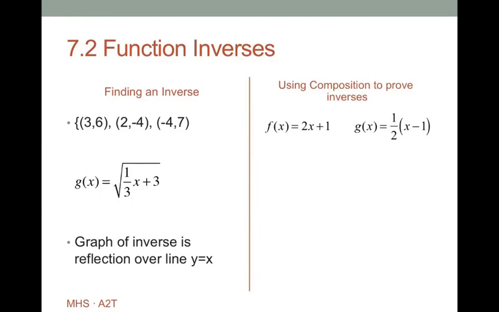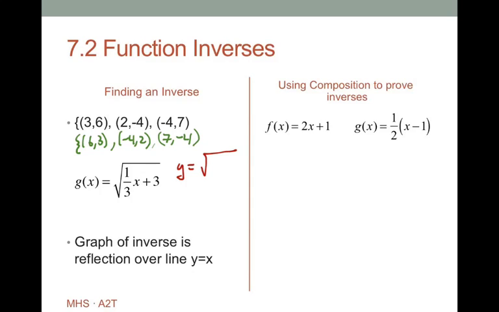7.2 is functions and their inverses. So in the first case, finding an inverse, if you have a set of ordered pairs, all you have to do is basically switch the domain and the range values. So switch the x, switch the y, and you'll get 6, 3 in the first one, -4, 2 in the second, and 7, -4 in the third. So that one's pretty straightforward. You're just switching the x and y values when you're finding your inverse.